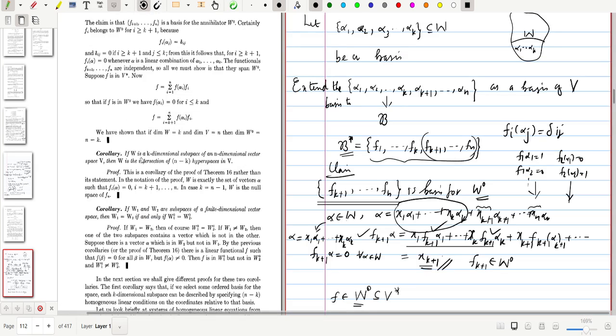Now we have a corollary. In that corollary, we will discuss our goal: any k-dimensional subspace W can be expressed as an intersection of n minus k hyperspaces. That we will discuss in the next class.